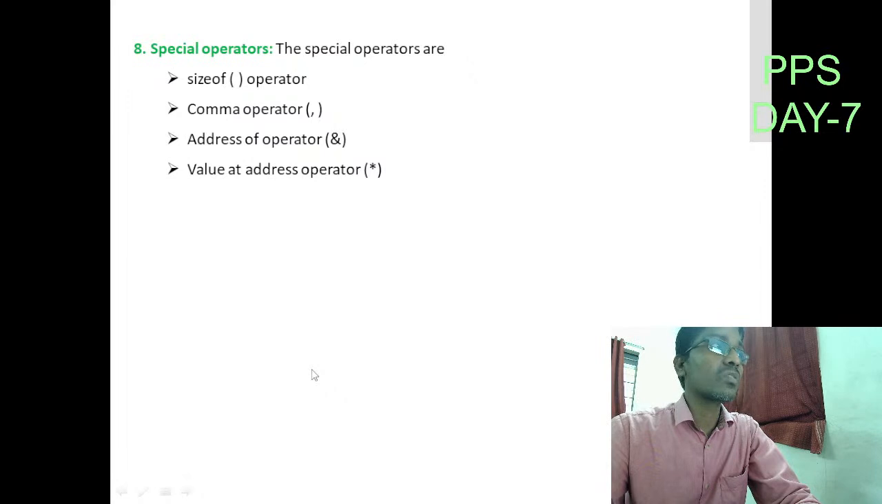And the last operator is a special operator. The special operators are the sizeof operator, the comma operator, the address of operator or ampersand operator, and the star operator, which is called the value at address operator.